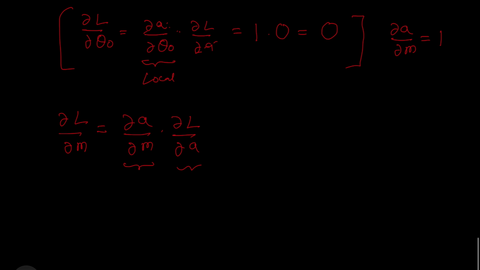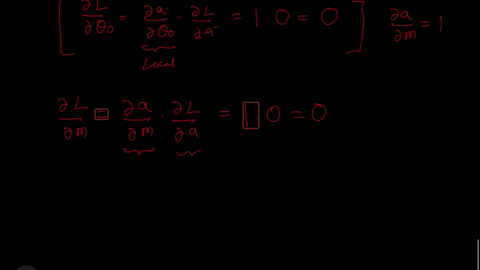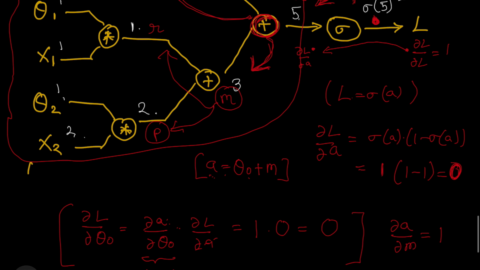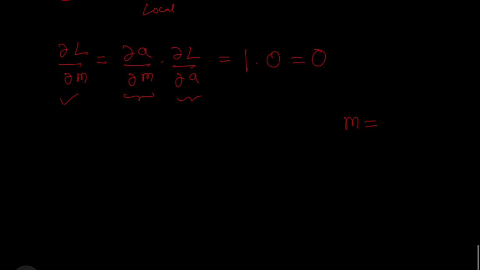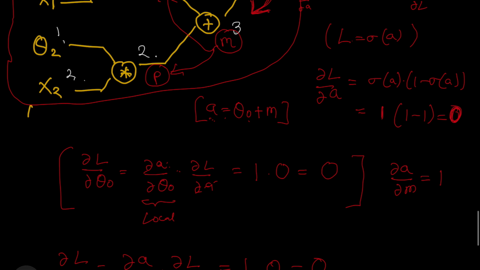So again, del A over del M is 1, del L over del A is 0, so the gradient is 0. Now similarly I got del L over del M. Now what is M? M is R plus P. Calculate the local gradient. Del M over del R is 1. Del M over del P is again 1. Now you can simply calculate.